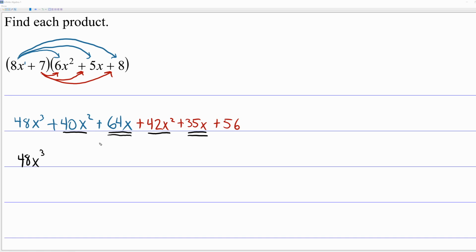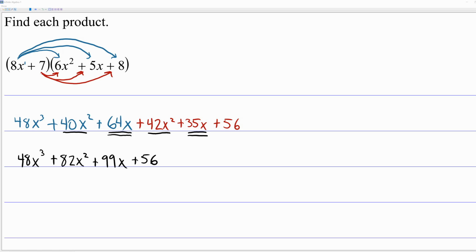Now we combine the square terms, 40x squared plus 42x squared. Well, 40 plus 42 is 82, and those are x squared terms. Then we have 64 plus 35. I think that's 99, and these are x to the first power terms. And then we have our constant term, 56, at the end. So that really is how you multiply polynomials every single time. Use the distributive property, multiply everything on the left to everything on the right, and then combine like terms.